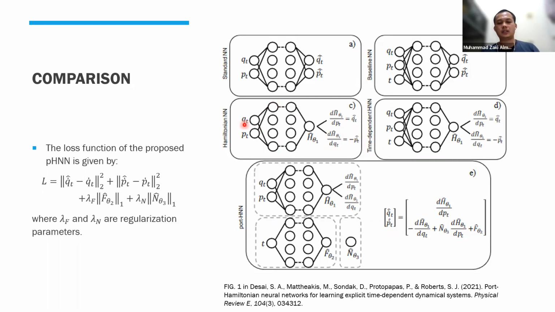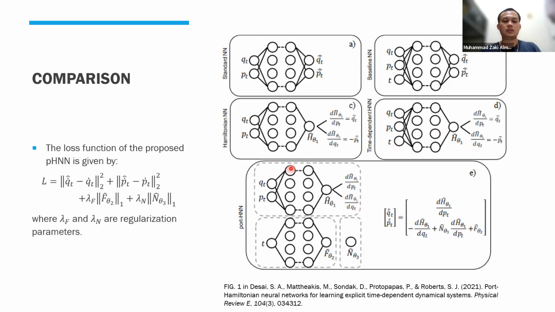I think a few months after the Hamiltonian neural networks paper was published, some other groups tried to generalize the Hamiltonian neural network by introducing the time as the input. C and D are basically the same. The difference is that in image D, you have extra inputs that is time.